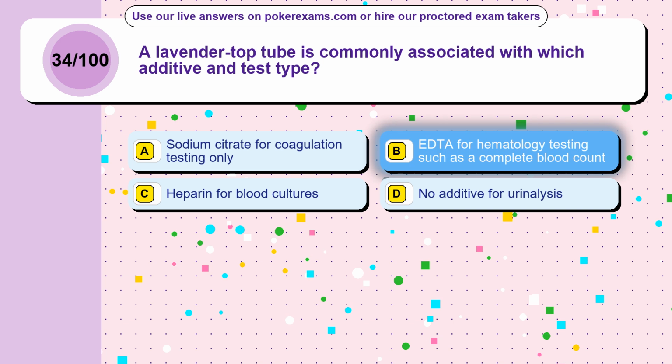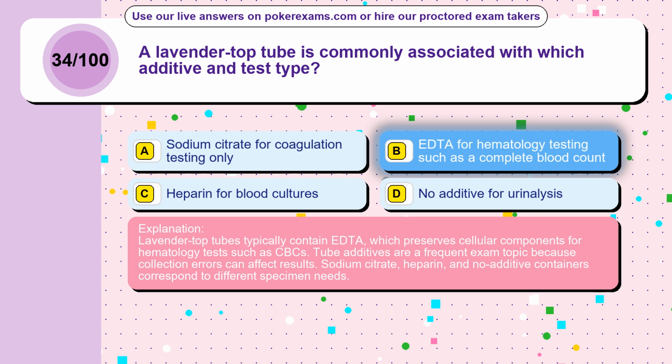The correct answer is option B. EDTA for hematology testing such as a complete blood count. Lavender top tubes typically contain EDTA, which preserves cellular components for hematology tests such as CBCs. Tube additives are a frequent exam topic because collection errors can affect results. Sodium citrate, heparin, and no additive containers correspond to different specimen needs.